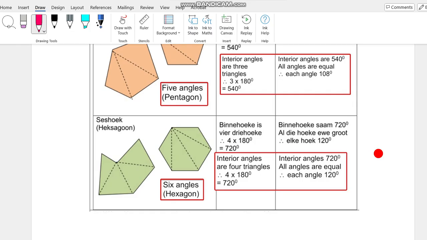Then we look at the hexagon, which is the 6 angles. Same as with the 5 angles, we can now make 4 triangles in the irregular shape, which means 4 times 180 will give me 720 degrees for the co-interior angle. If you look at the regular shape, once again, we've got 6 sides that are all the same. So we take the 720, divide that by 6, and you will get 120 degrees each. So you can go back and forth, and please pause the video and make all your summaries before you continue.